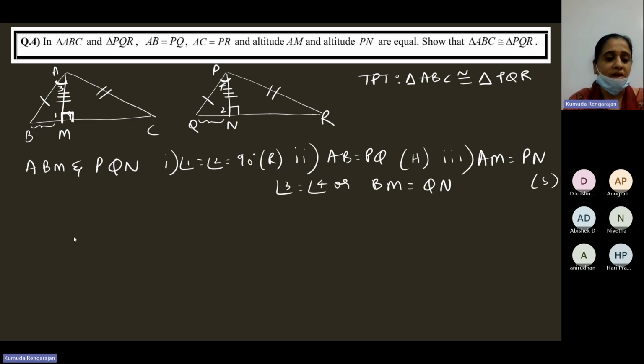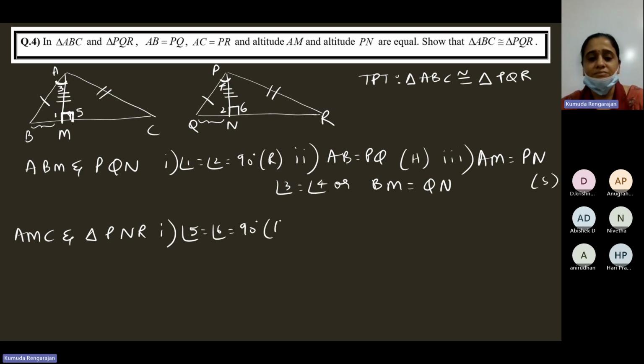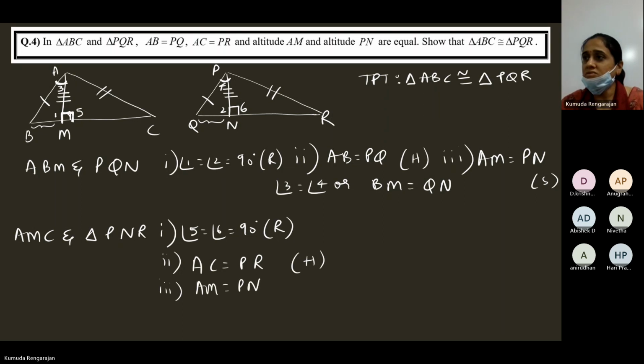Now take up the other two triangles. Which ones? Take up triangles AMC and PNR. Now in these two triangles, angle 5 is equal to angle 6, 90 degrees. So that is R. Then H is hypotenuse: AC is equal to hypotenuse PR, it's given. And then some other side: AM is equal to PN. That's a common side for both the congruencies, we use this. So S.